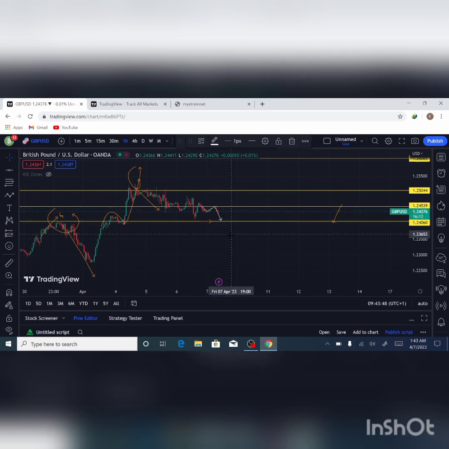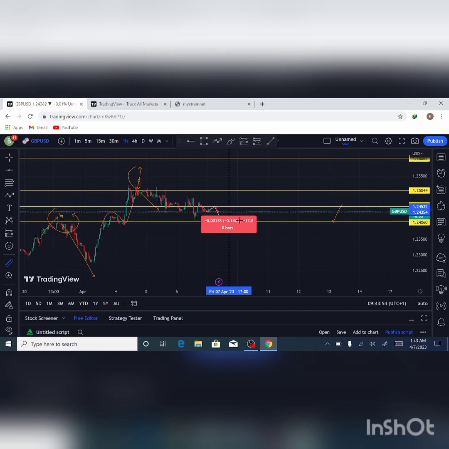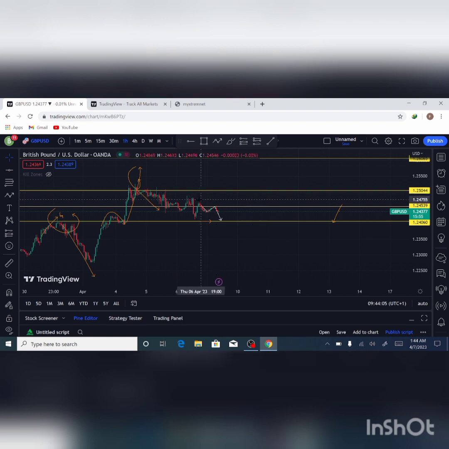This is another, a main psychological level. Now I said the distance between a sub-psychological level and a main psychological level is 50 pips. So this distance, you see the distance is 50 pips. If we take it up to this point, it should be 50 pips too. Now the distance between a main psychological level and the next is 100 pips.